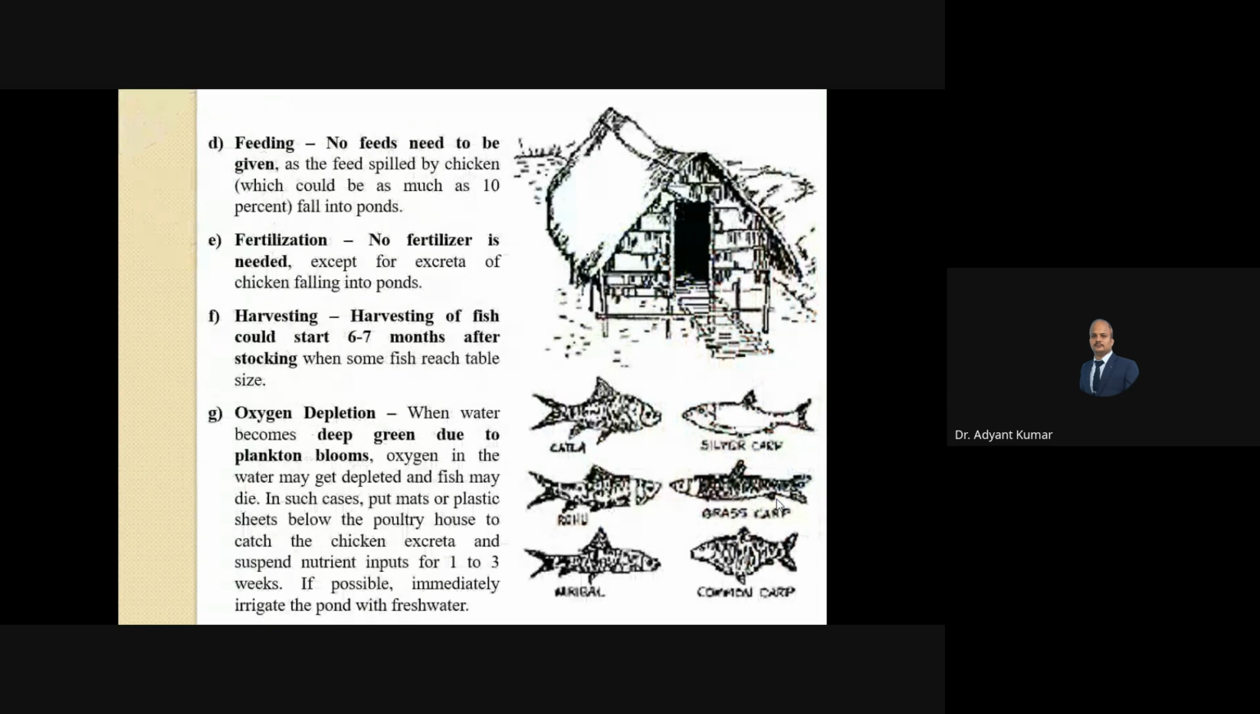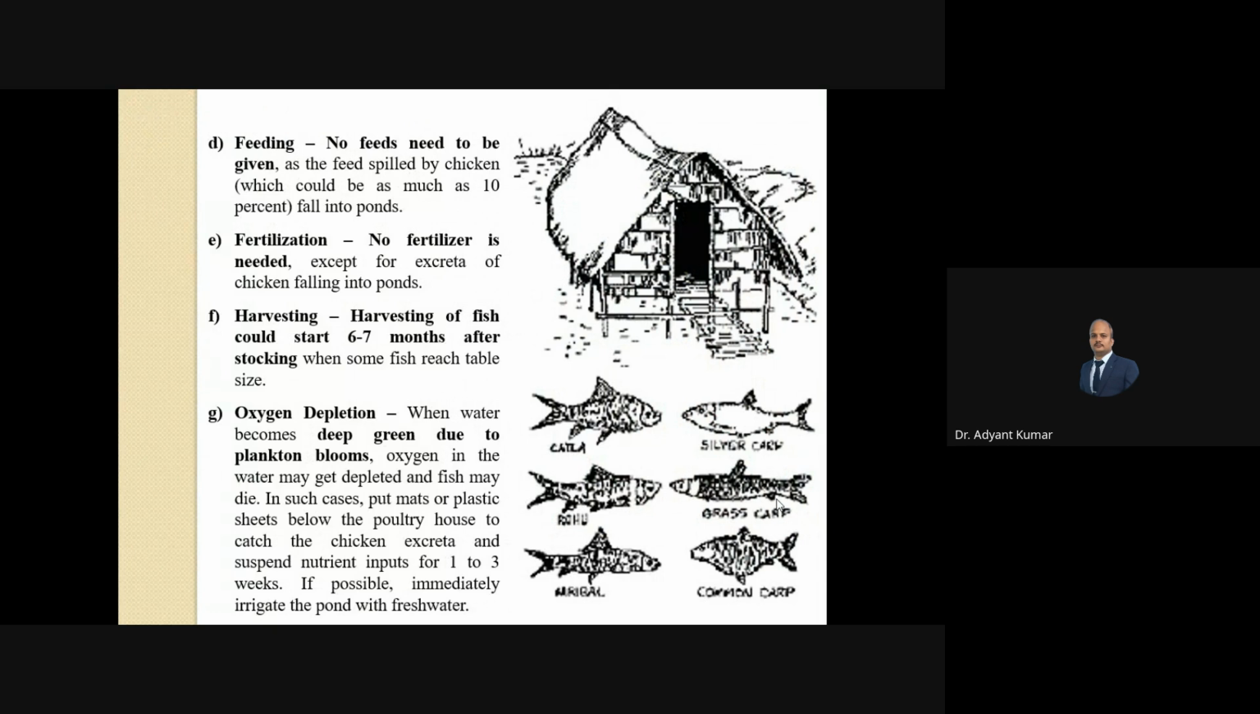There is no need to provide feed to the fish pond because the feed which is being spilled by the chicken falls directly into the fish pond and is utilized by the fish as feed material. There is no need of fertilization as the excreta of the poultry birds falling into the pond provide a good amount of nitrogen, phosphorus, and potassium as well as organic matter, which is utilized by the fish pond.